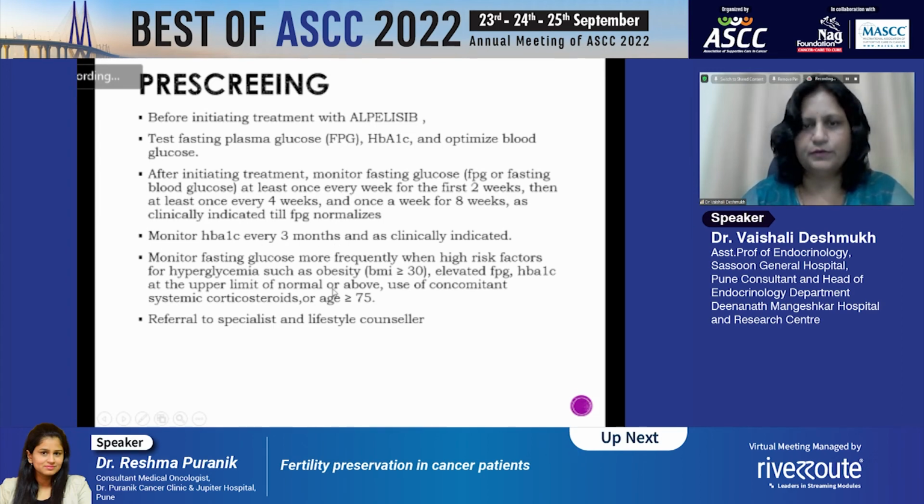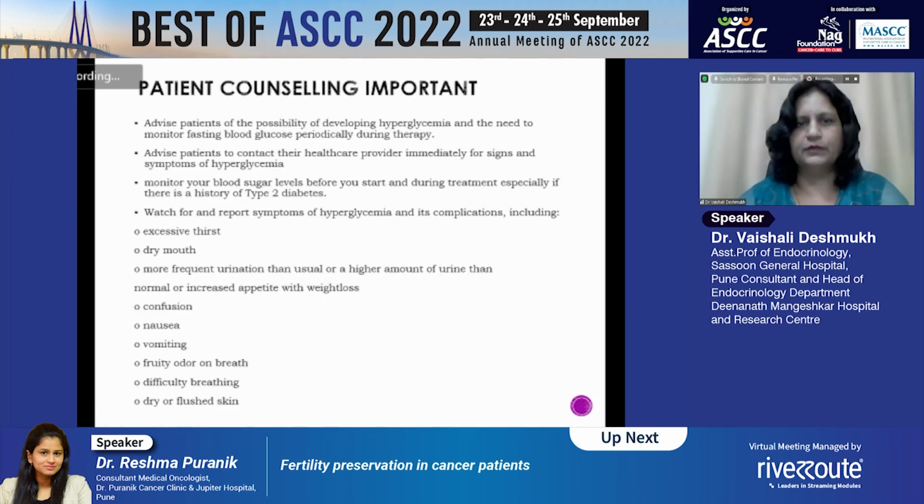Ideally, a physician should be in the picture, especially if the patient has high risk factors like obesity, family history of diabetes, concomitant use of systemic steroids, or the patient's age is more than 75, as the chances of having this complication are very high. Lifestyle counseling also is an important part of this treatment. Now, patient counseling is very important because most of the diabetes remains undiagnosed if the patient doesn't suspect. So the patient needs to be explained about this complication and needs to report any of these symptoms of diabetes. We all know about it, but these need to be given as a handout or a pamphlet to the patient.